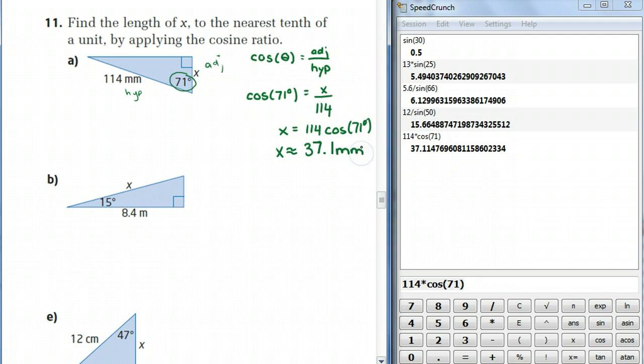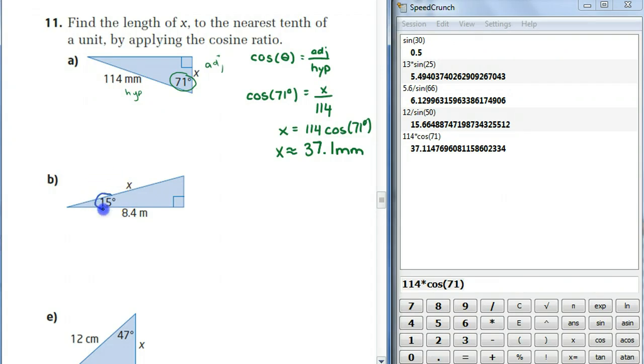So my question is, does this make sense? Well, since 71 is such a large angle, that means that the length here is going to be much larger than the length x. So therefore, x should be a pretty small length relative to 114. So every time you do a question, make sure you ask yourself, does my answer make sense? Because in doing this, you're going to get a better feel for your answers, and you'll be able to catch your mistakes more effectively.